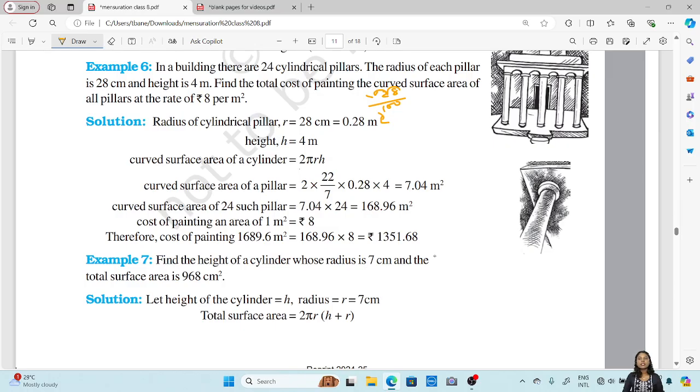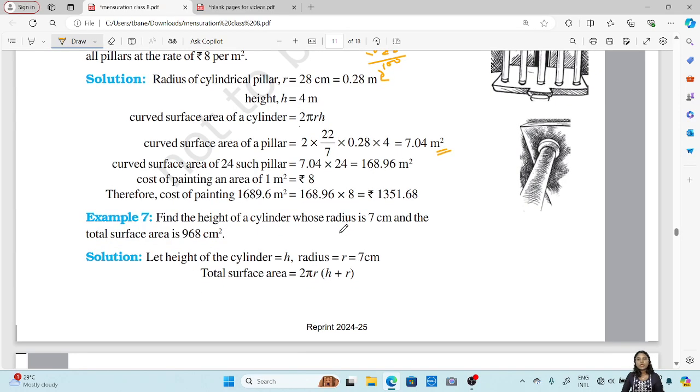Curved surface area of cylinder, we know it is given by 2 pi r h. So first we find the curved surface area of the pillar. So 2 pi, 22 upon 7, into r is 0.28 into 4. So that gives us 7.04 meters square. So that gives us the curved surface area of pillar. Now there are 24 such pillars. So you directly multiply it with this and you get 168.96 meter square. So now the cost of painting an area of 1 meter square is 8. So how much will this much cost? So it is 1351.68 rupees. So that was it.